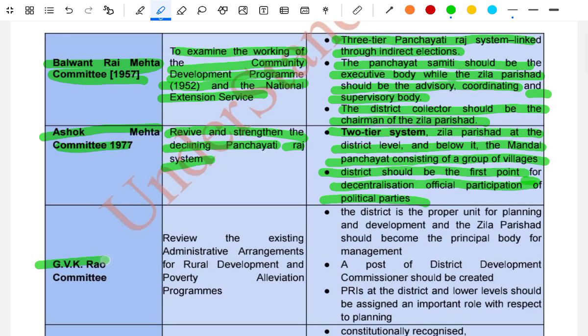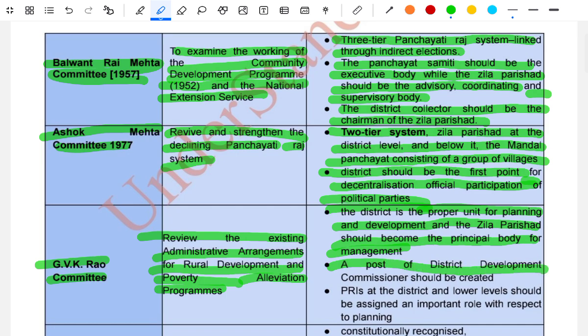The GVK Rao Committee reviewed the existing administrative arrangements for rural development and poverty alleviation programs. The district is the proper unit of planning and development, and the Zila Parishad should become the principal body for management. The post of District Development Commissioner should be created. Panchayati Raj institutions at the district and lower levels should be assigned an important role in respect of planning.